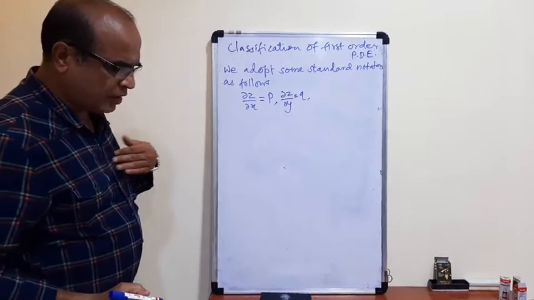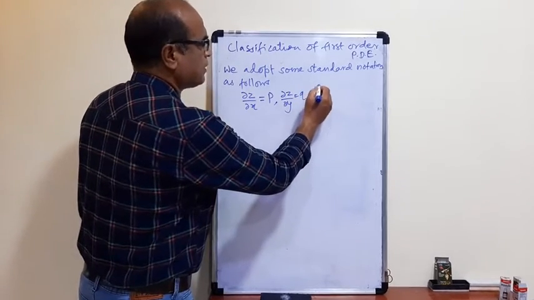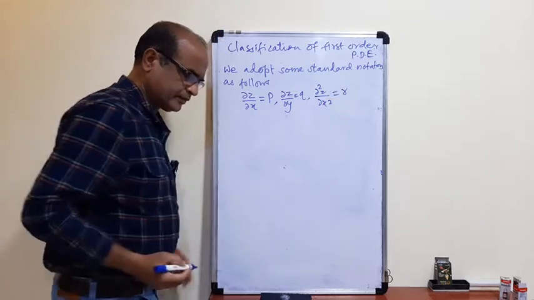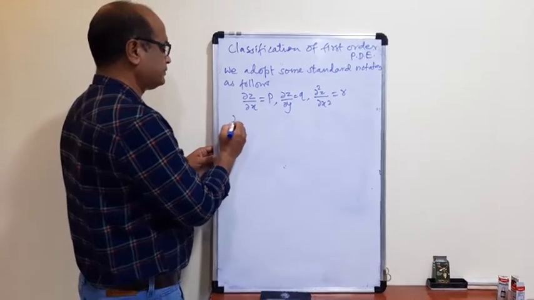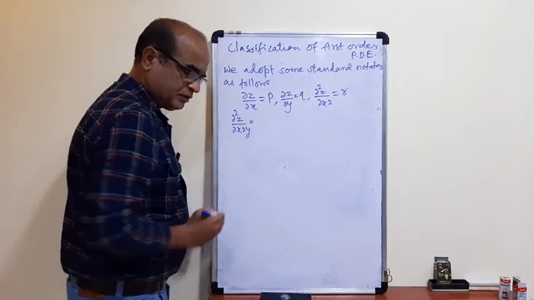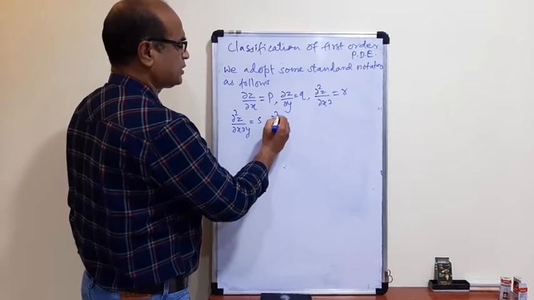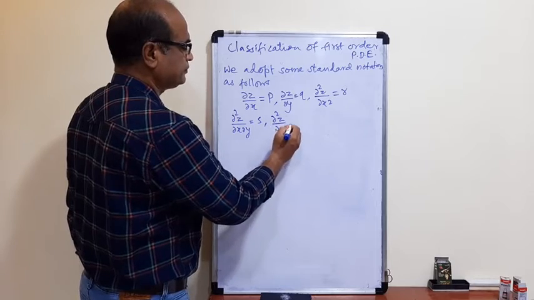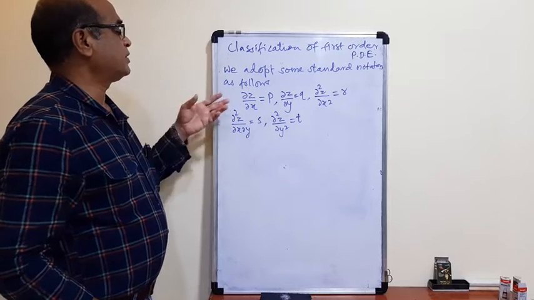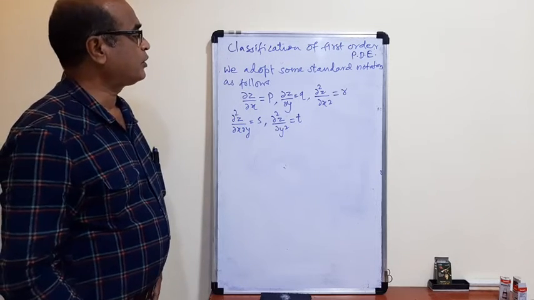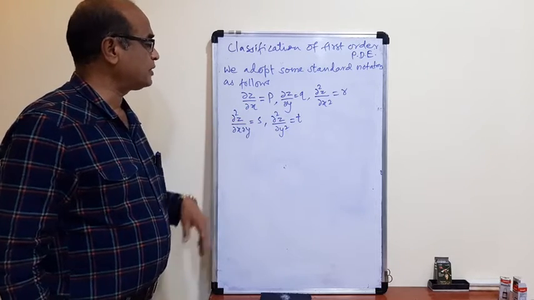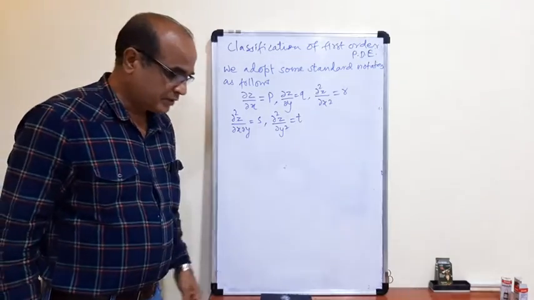Then ∂²z/∂x² is equal to r. Okay, so ∂²z/∂x∂y is equal to s. And ∂²z/∂y² is equal to t. So we are taking such notations here: ∂z/∂x denoted by p, ∂z/∂y denoted by q, ∂²z/∂x² equal to r, ∂²z/∂x∂y equal to s, and ∂²z/∂y² equal to t.